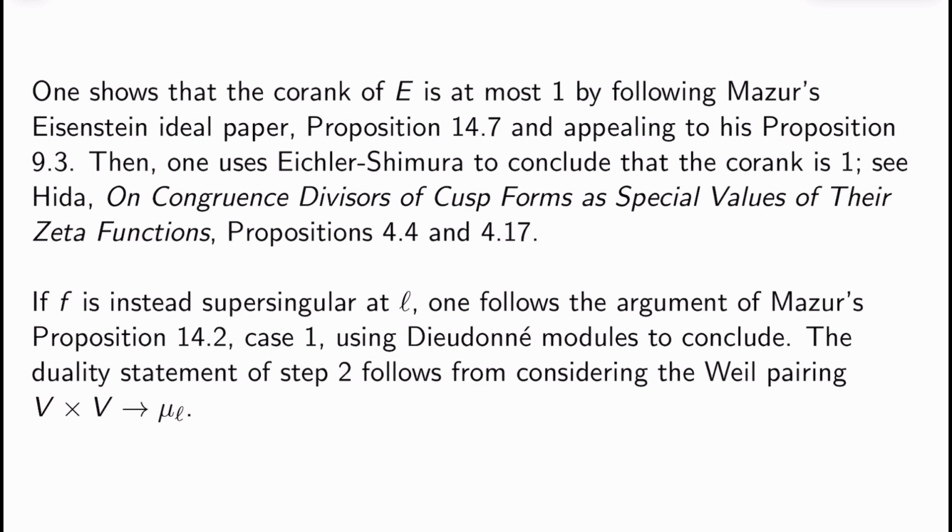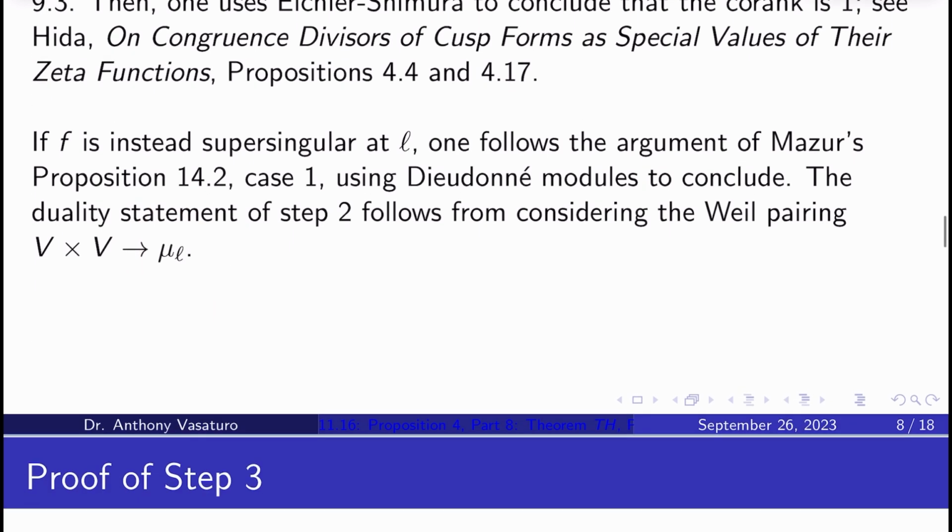Okay? Now, that was the proof in the case F was ordinary. If F is instead supersingular at L, one follows the argument of Mazur's proposition 14.2, case 1 in his paper up here, using Dieudonné modules to conclude. And then there's also a duality statement if you go back and look at the previous video in step 2 that we have to prove. I'll just say quickly that follows from considering the Weil pairing V cross V to mu sub L, where mu sub L is the group of Lth roots of unity. Okay, so that's not hard to get at all.